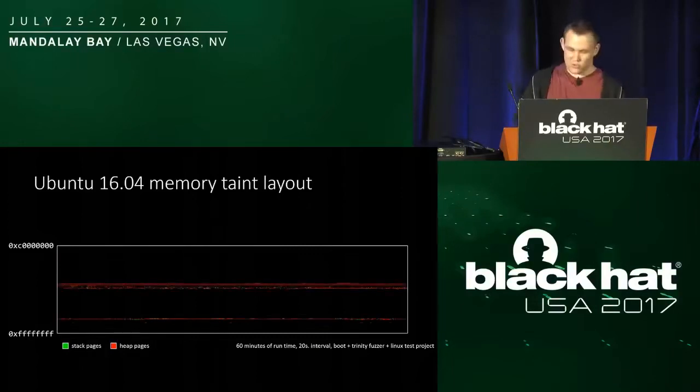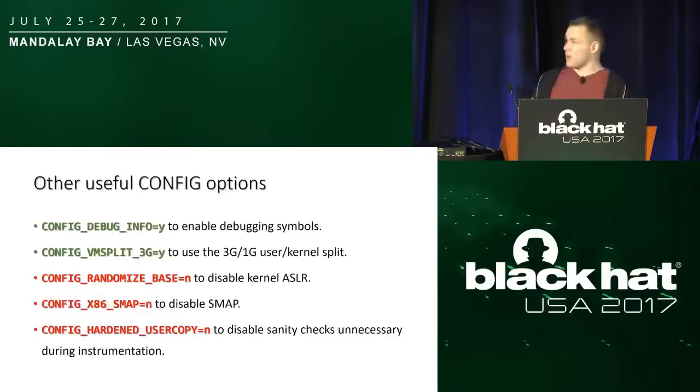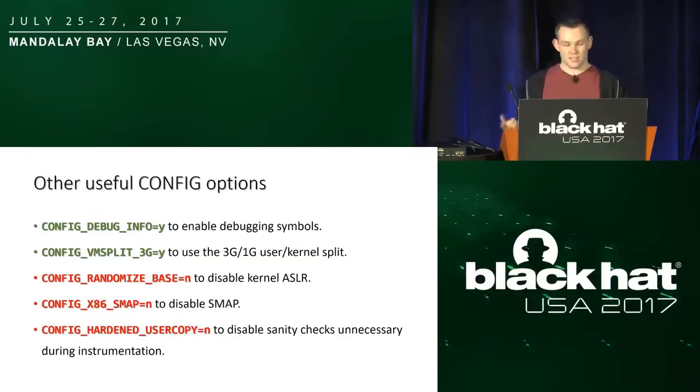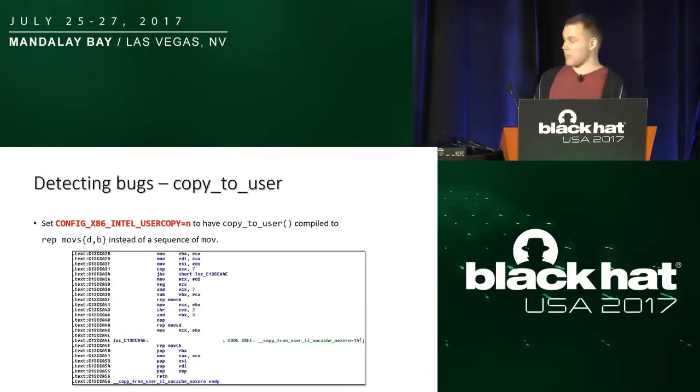We have this visualization of the Ubuntu memory layout, which I'm going to skip right now. We have a few other config options that we also have to set in order to enable debugging symbols, use the right kernel/user address space split, and disable some of the mechanisms that we don't want to use in the emulation. Then we also have to set another config option to make sure that copy_to_user, which is used to copy memory back from kernel mode to user mode, is also compiled into rep movsb and rep movsd instructions.